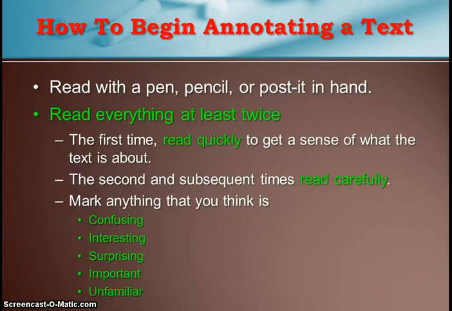How to begin annotating a text. You read with a pen, pencil, or post-it in hand. You read everything at least twice. The first time, you read quickly to get a sense of what the text is about. The second and subsequent times, read carefully. Mark anything that you think is confusing, interesting, surprising, important, or unfamiliar.